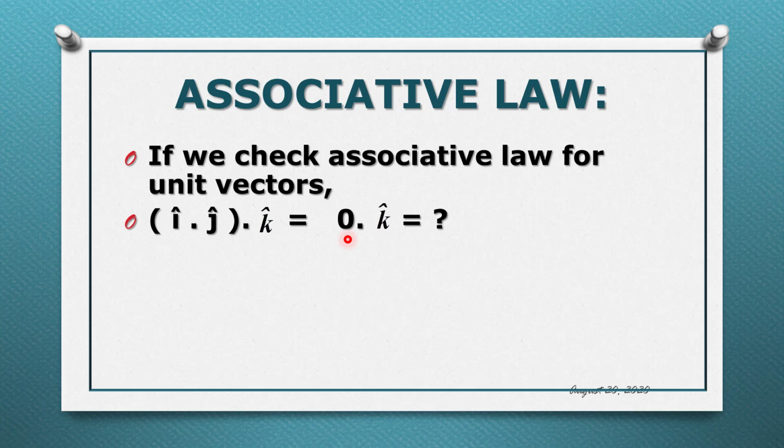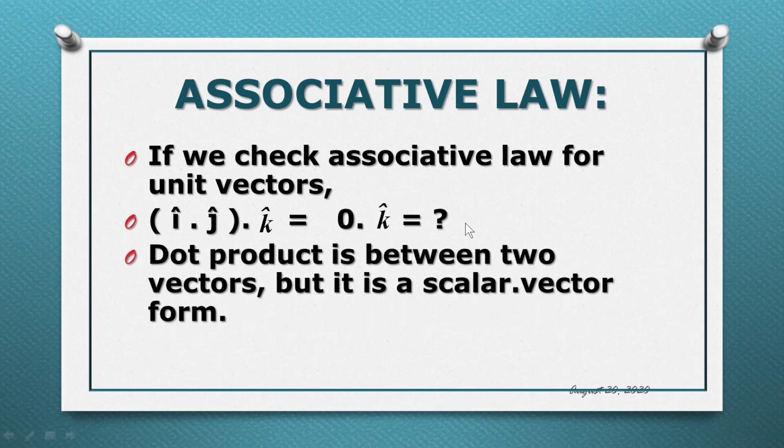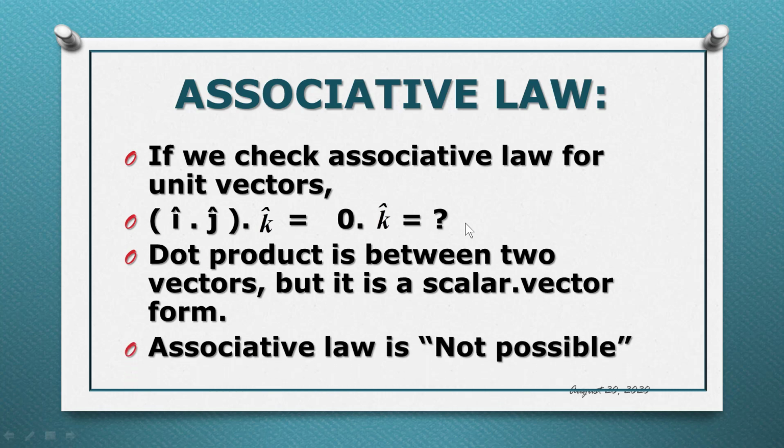This is simply the number 0, and by the definition of scalar product we have to take the dot product between two vectors, not between a scalar and a vector. So we cannot find the dot product between a scalar and a vector. So we will say that the associative law is not possible for the dot product, because it is now in scalar dot vector form.